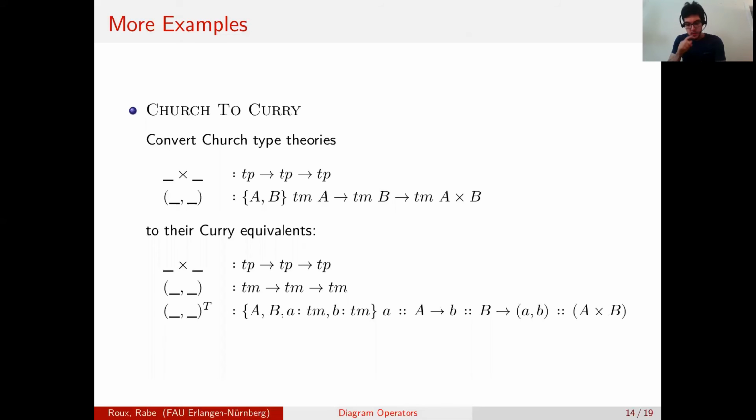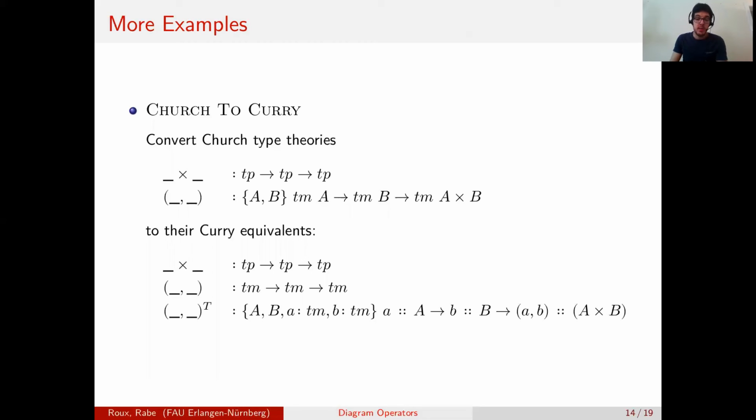So for those who don't know Church and Curry type theories, let me tell you, there are generally two flavors of type theory, Church and Curry. Let's, as an example, formalize the type theory for product types. In the Church-flavored variant, which you can see on the top, we first got a type constructor, taking two types and outputting another type, which is our product type.